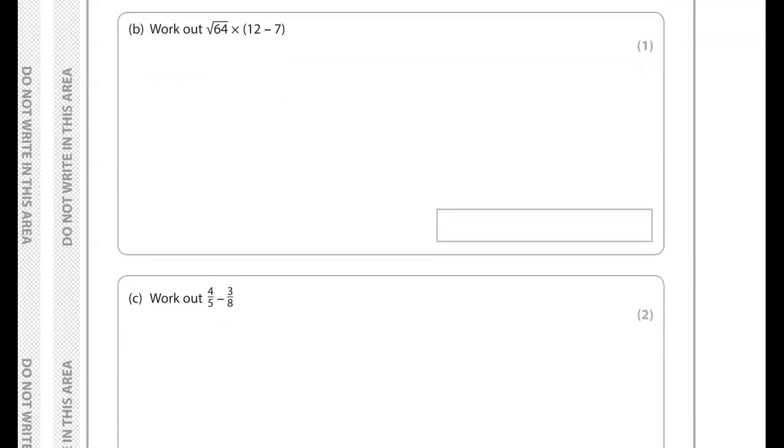Work out square root of 64 times 12 take away 7 in brackets. So, BIDMAS. Do we have any brackets? Yes, we do. So we're going to do brackets first. So we're going to keep the rest the same. Square root of 64 times 12 take away 7 gives me 5.